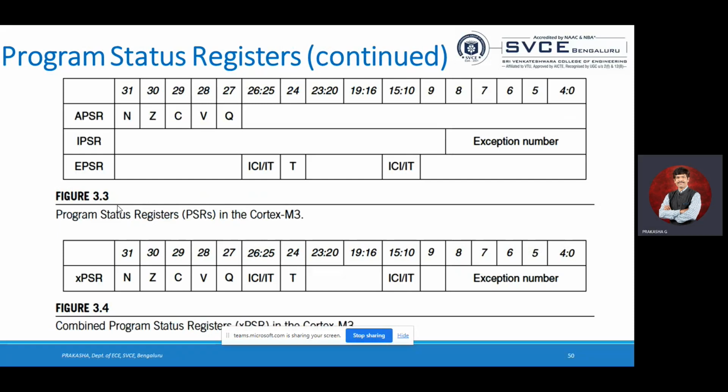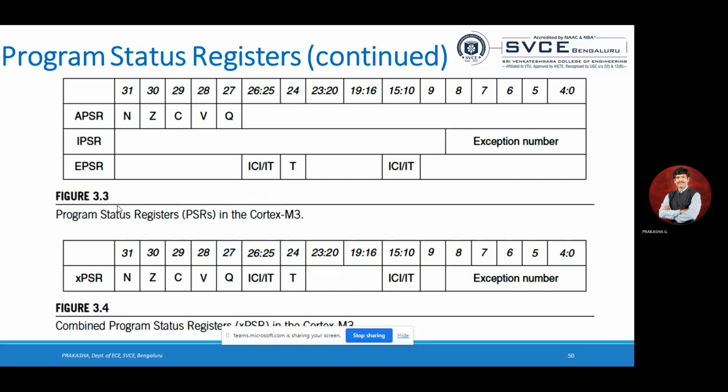So NZCV, the first 4 or first 5 MSB bits, are very important when you are performing arithmetic and logical operations. Even if it may be a read instruction, a write instruction, arithmetic, logical, or any type of instruction, these are very important. And there are 3 more bits.